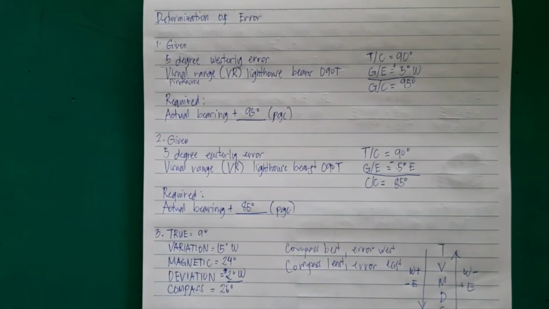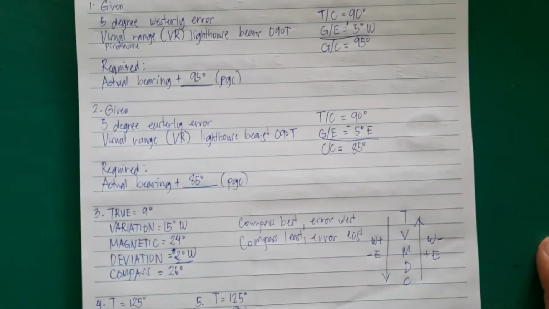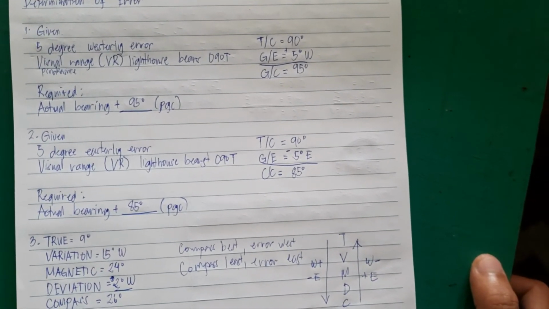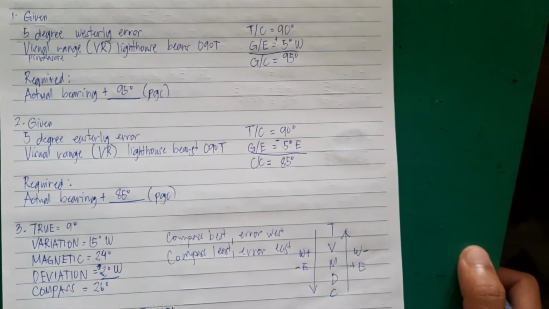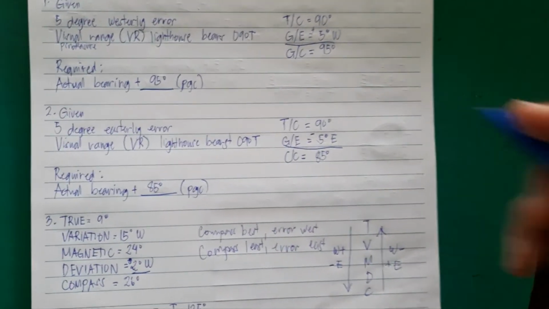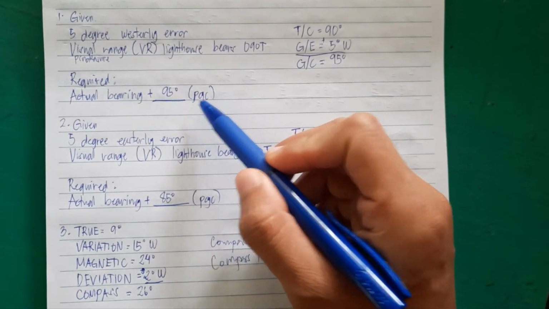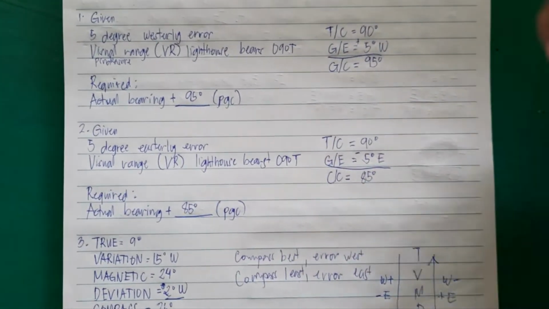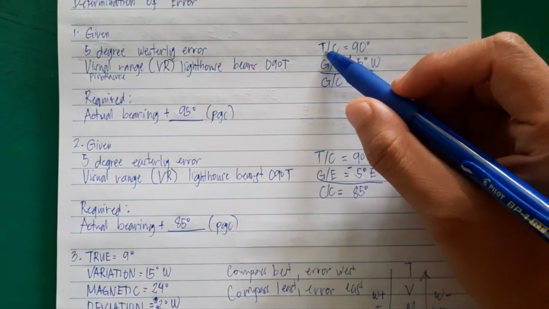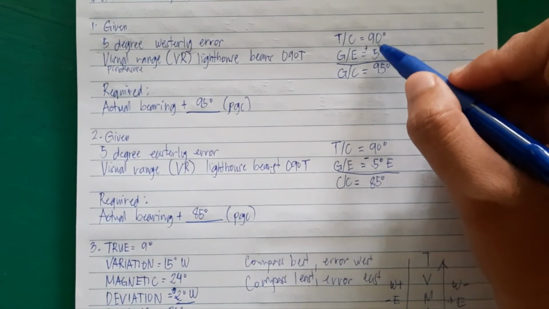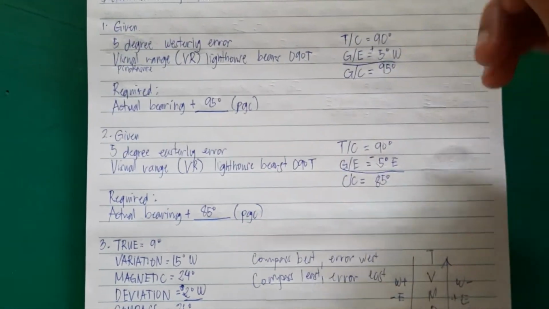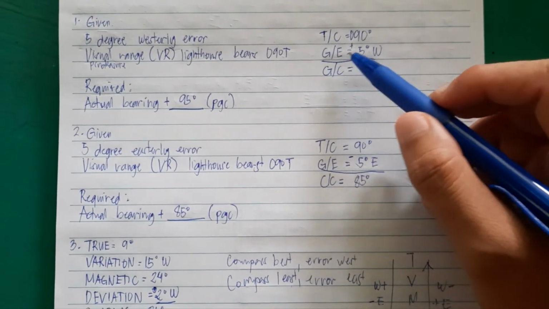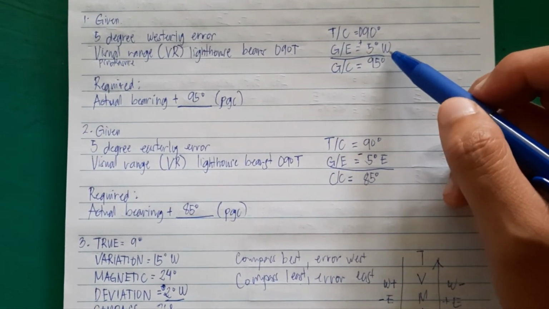We're now in determination of error. And the given for number 1 is 5 degree westerly error. Visual range, lighthouse bears 090 true. And what we're going to find is the PGC or per gyro compass. First thing to do is write the true course. True course is 90 degrees or 090. And the gyro error given is 5 degrees westerly.